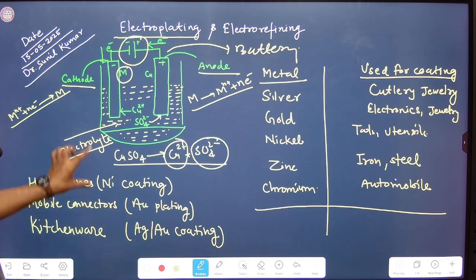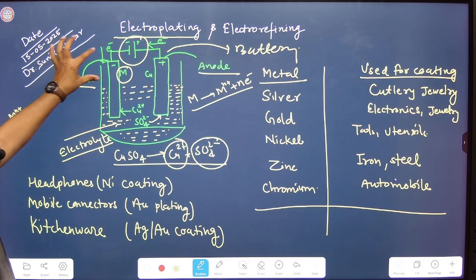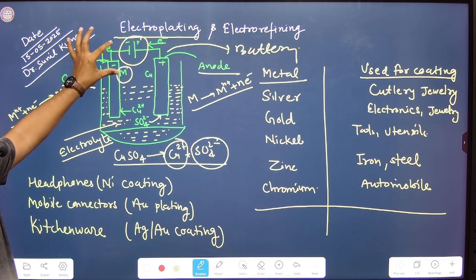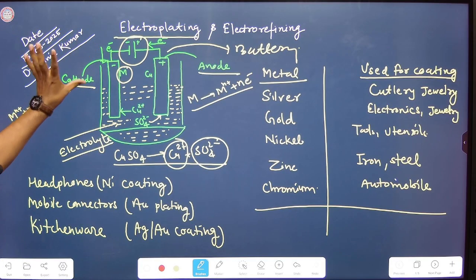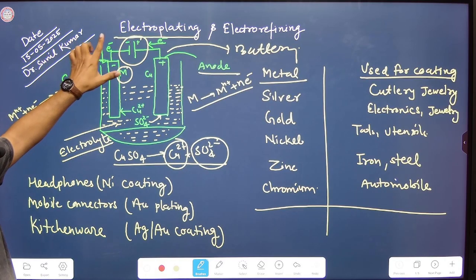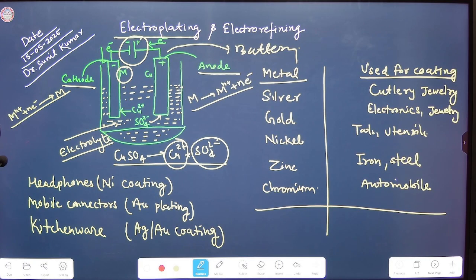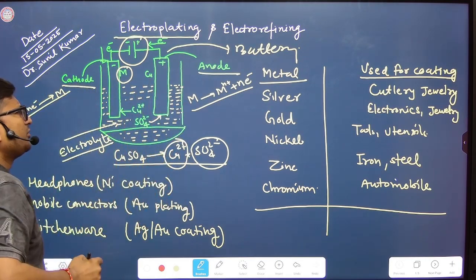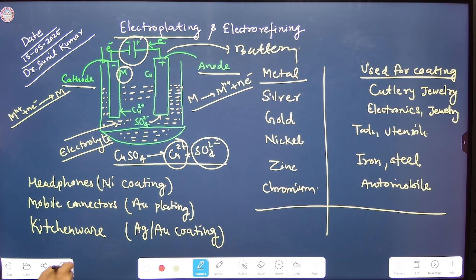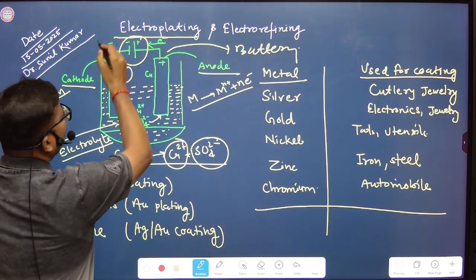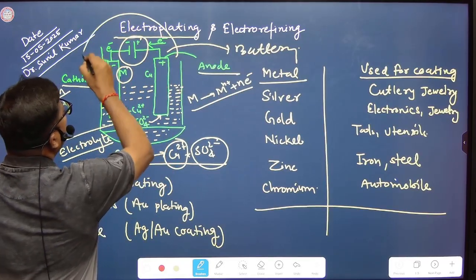Now once these two electrodes are connected through the external source of electricity, the battery, if the switch is on, then electric current flows in the electrolyte medium. Now what happens? Some electrons are transferred from the anode to the cathode, right?